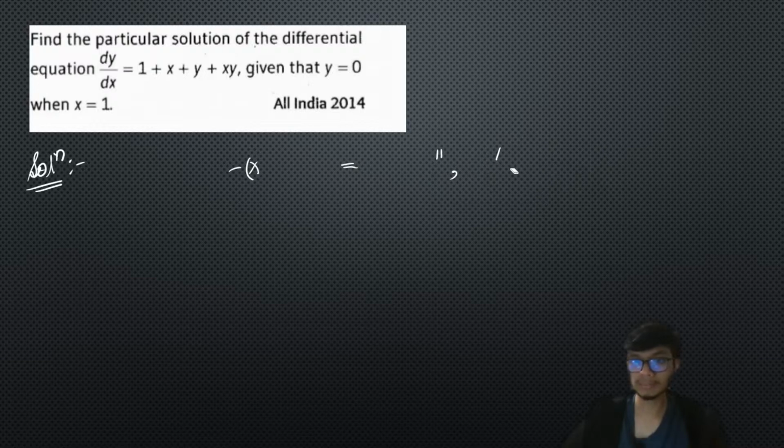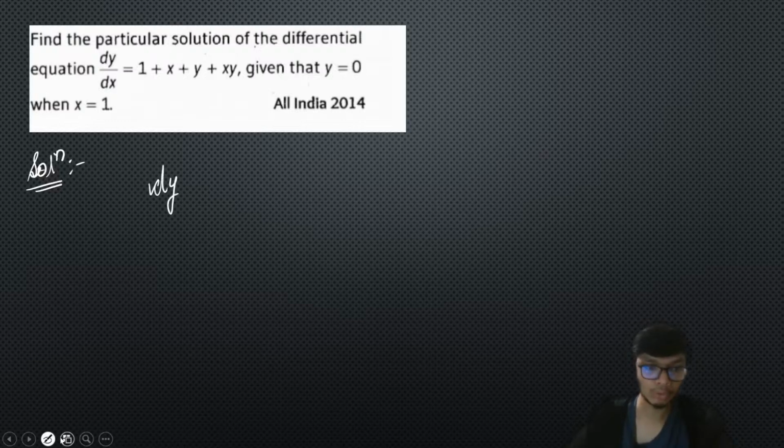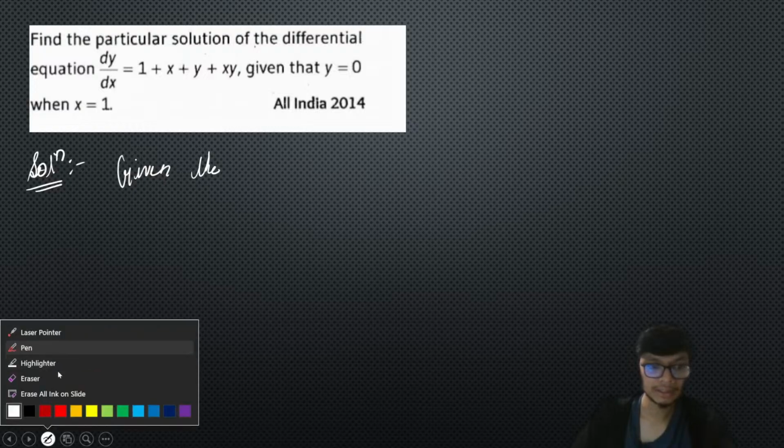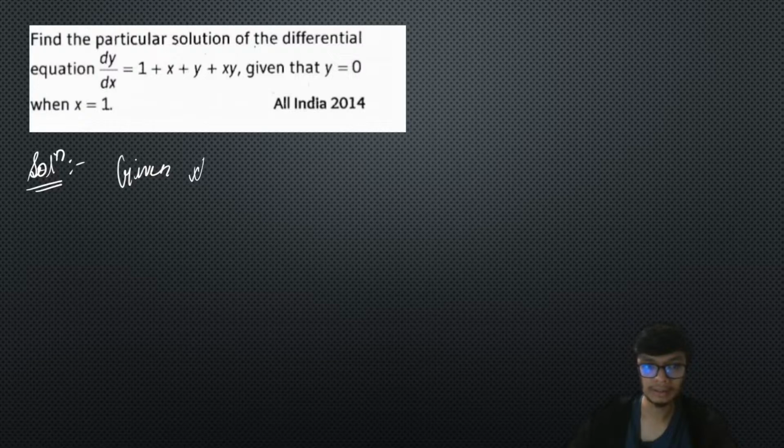In this particular problem, let us first go through the problem. If we read the problem, we see that the question is asking us to find a particular solution to the differential equation which is given. Whenever you encounter this problem in the examination, I'm going to show you how to write it. First of all, you should definitely mention the given differential equation. So your very first task is to mention the given differential equation.